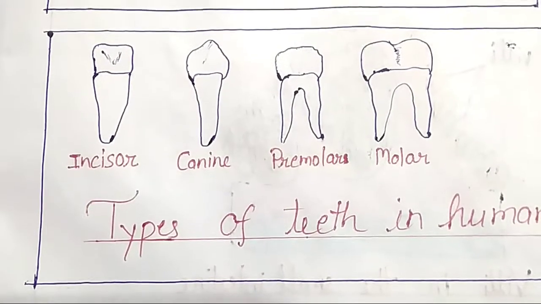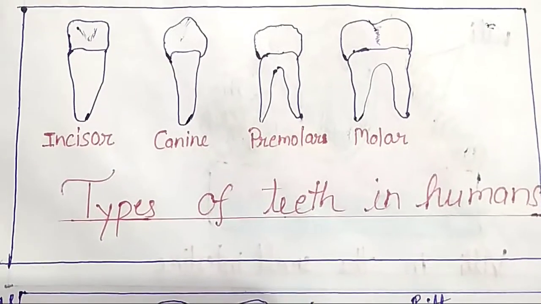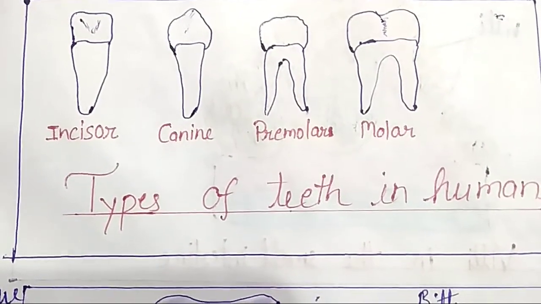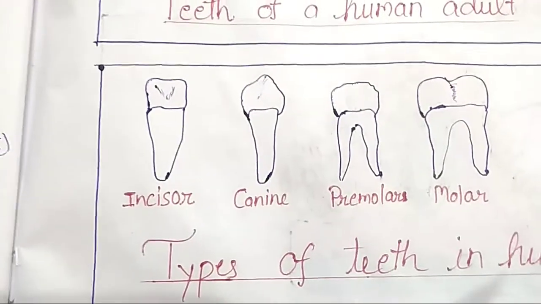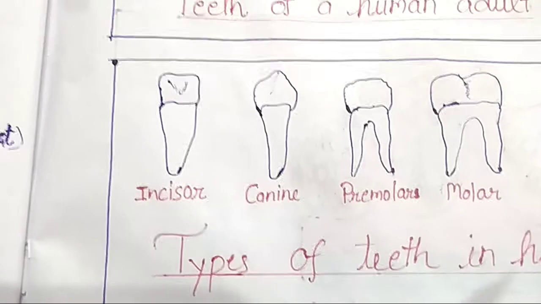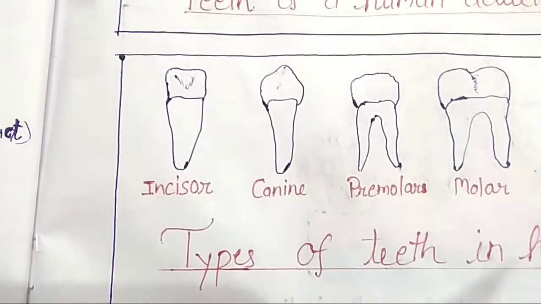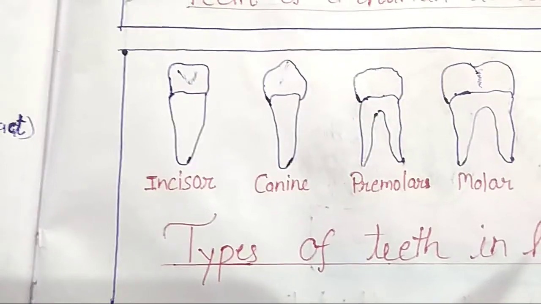Here you can see the diagram of types of teeth in humans. There are 4 types: incisors, canines, premolars and molars. There are 2 types of teeth found in humans. First is milk teeth and second is permanent teeth.